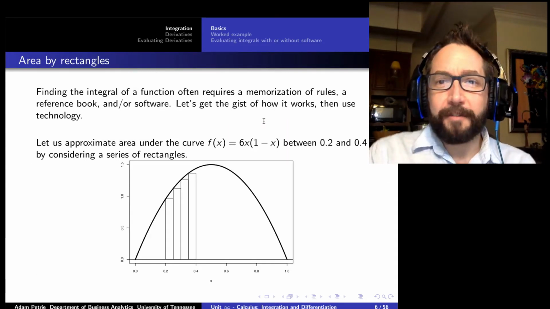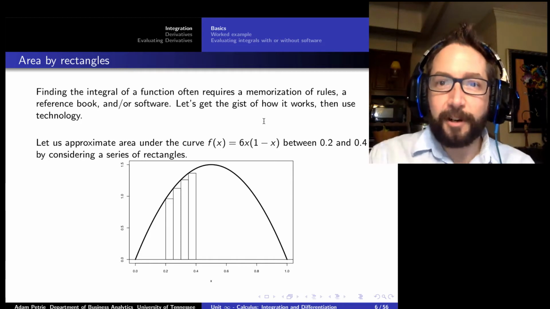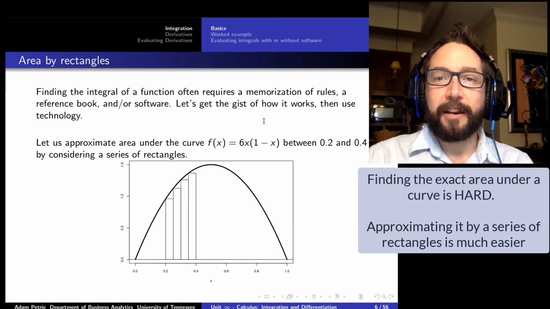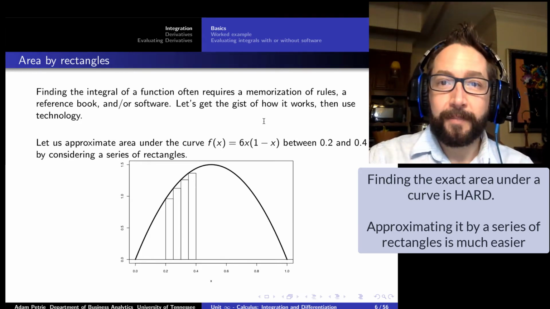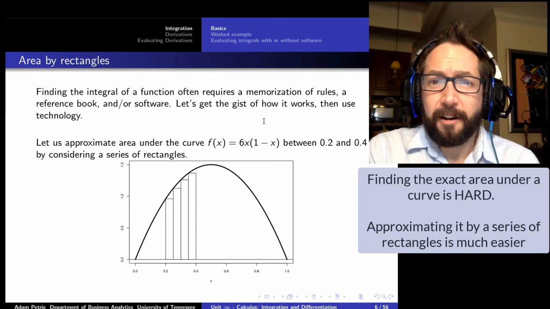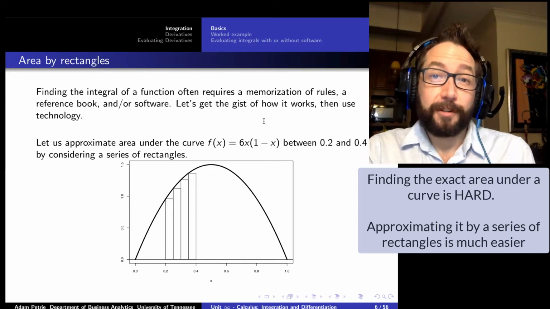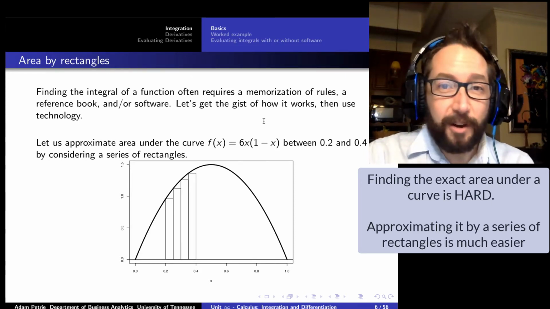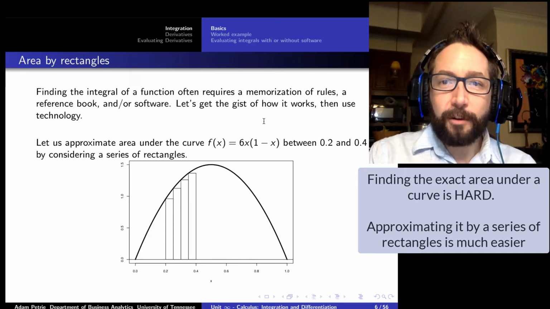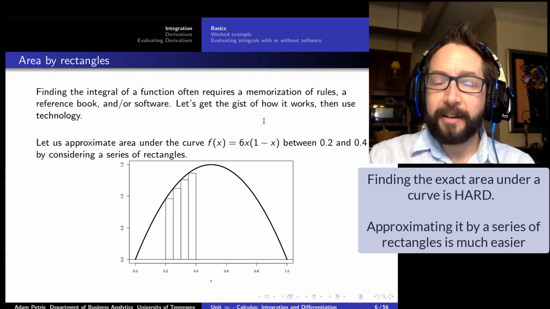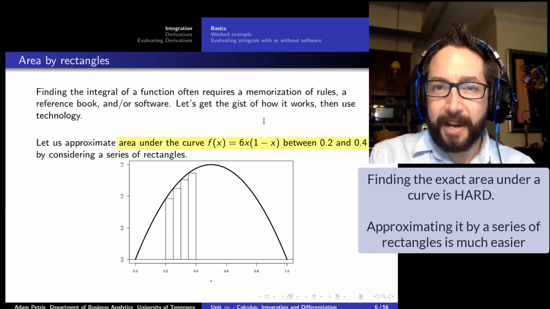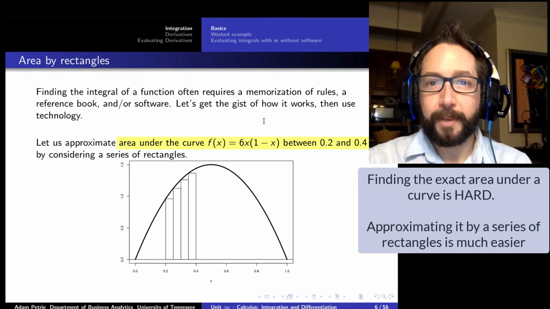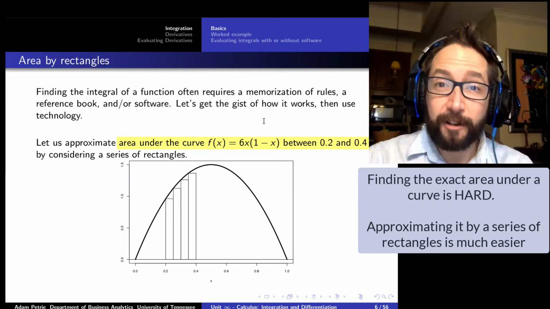So how do we go about figuring out the areas underneath certain curves? Well, what we're going to do is approximate this area by the areas of a sequence of rectangles. In general, the area under a curve is a very hard thing to calculate. We know the area of a circle is pi r squared, but there aren't really other formulas that most of us know that give us areas under curves. So for illustration, let's try to approximate the area under the curve 6 times x times 1 minus x between 0.2 and 0.4.